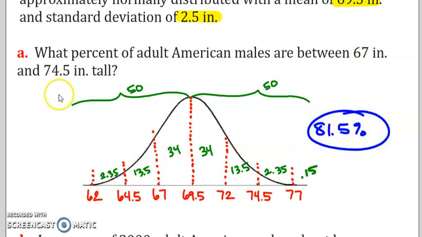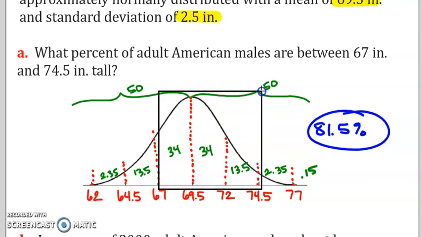So if I wanted to know the percent of American males between 67 and 74.5, that would be this region right here. Well, I know that, well, here's 68, right? 34 and 34. And then on top of that, an additional 13.5, add all those up, we get 81.5%.